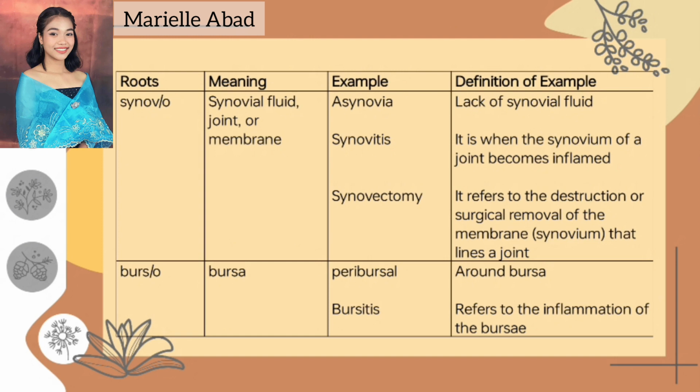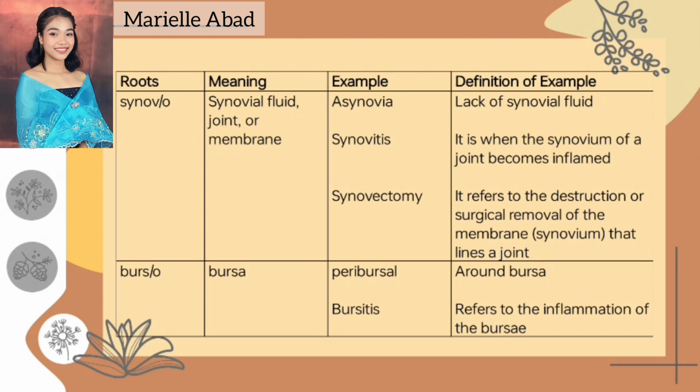Number two example is asynovia. We have a prefix used here, a, which means lack or absence. So asynovia means absence or insufficient secretion of synovial fluid of a joint.